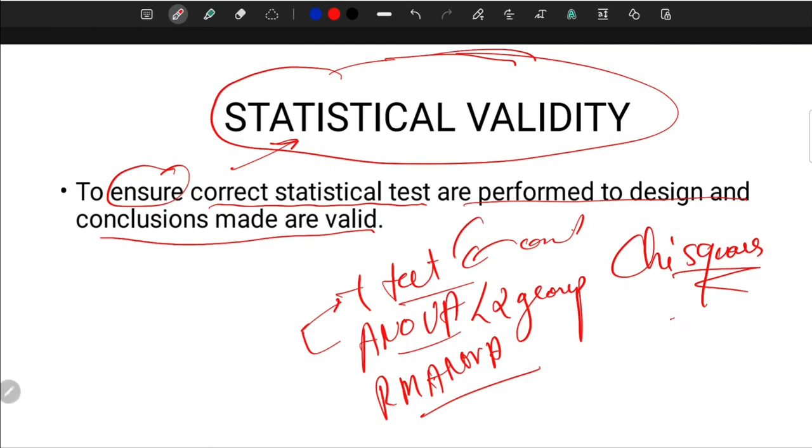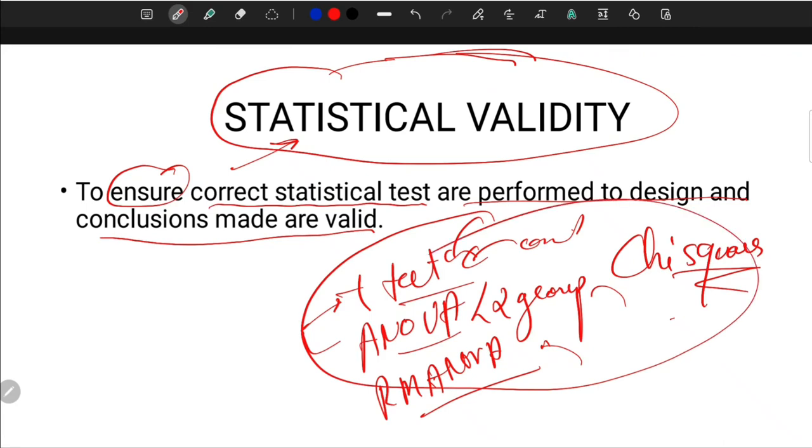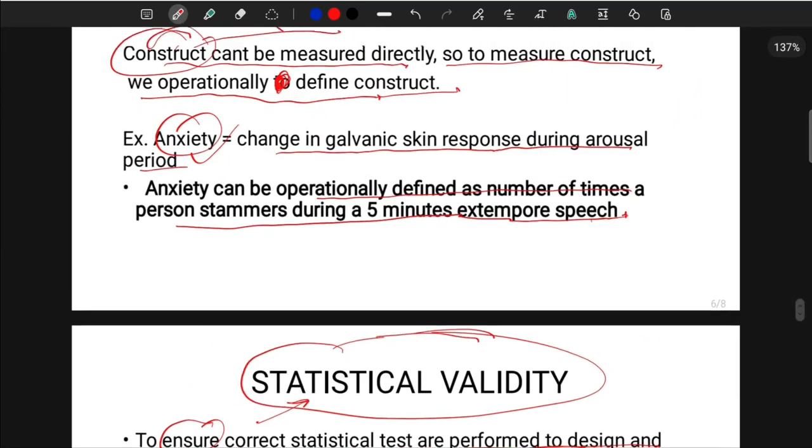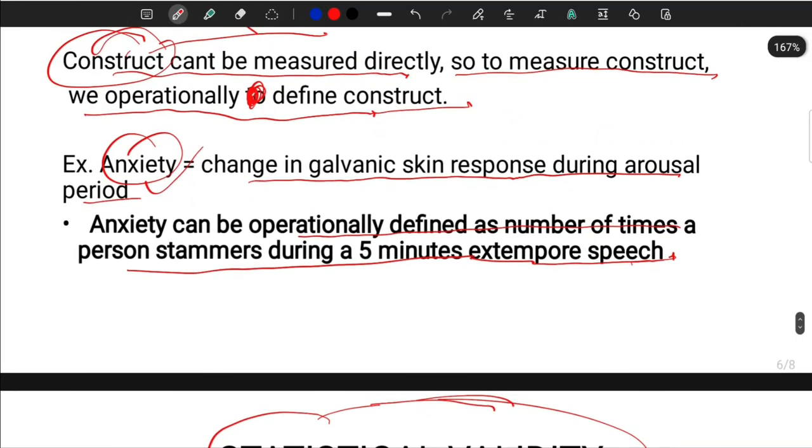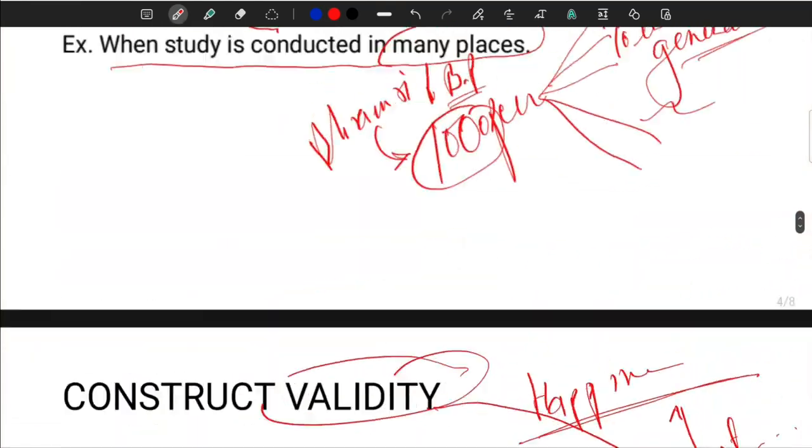All the tests calculate different things. We have the p values here, and we'll talk about these in detail later, the different tests and different designs. So this is for today: statistical tests, construct, and internal and external validity.